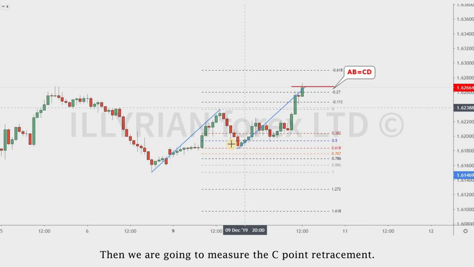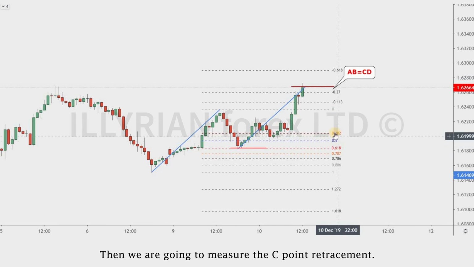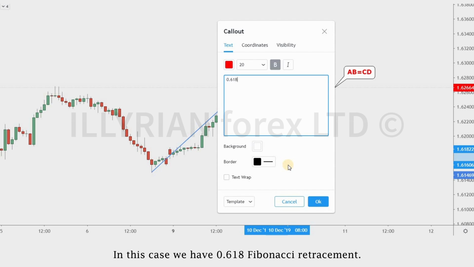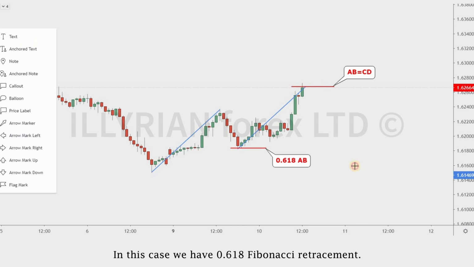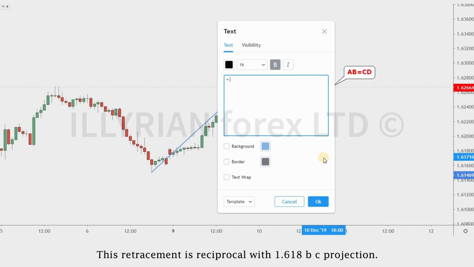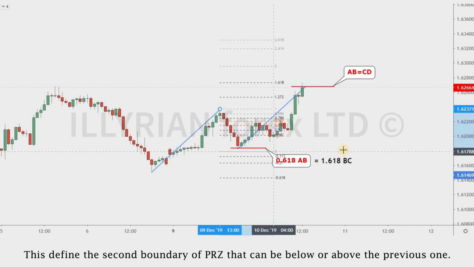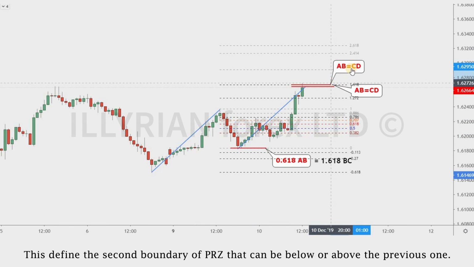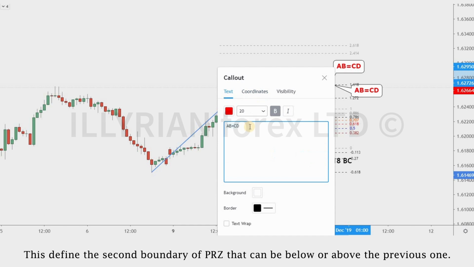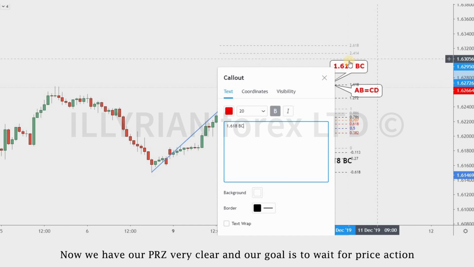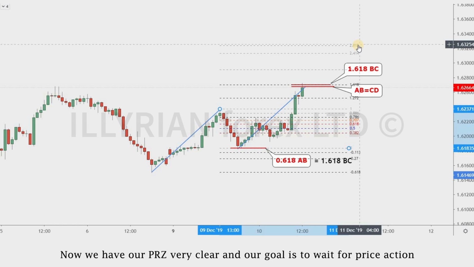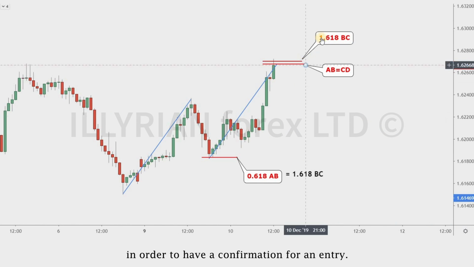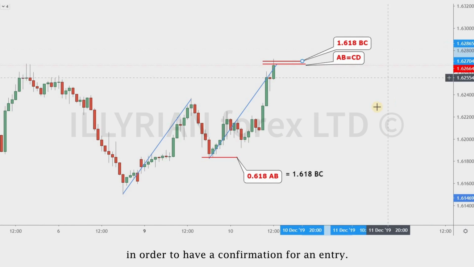Then we are going to measure the C-point retracement. In this case we have 0.618 Fibonacci retracement. This retracement is reciprocal with the 1.618 BC projection. This defines the second boundary of the PRZ, which can be below or above the previous one. Now we have our PRZ very clear, and our goal is to wait for price action in order to have a confirmation for an entry.